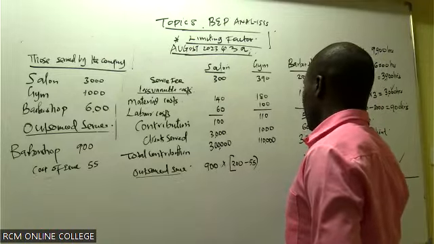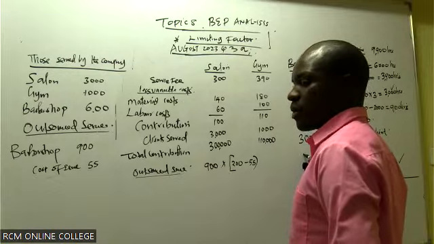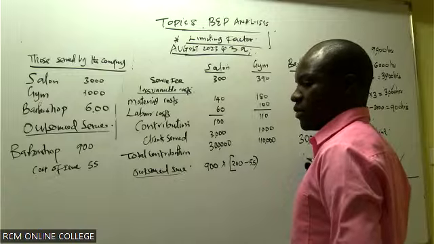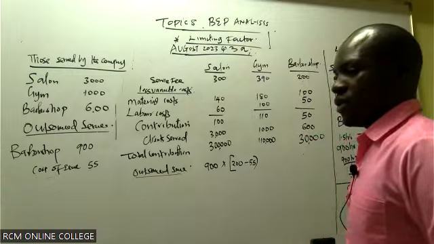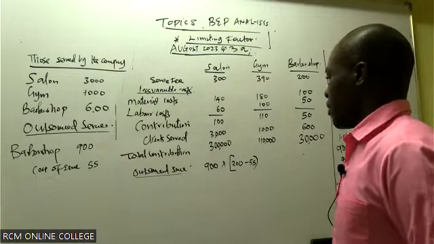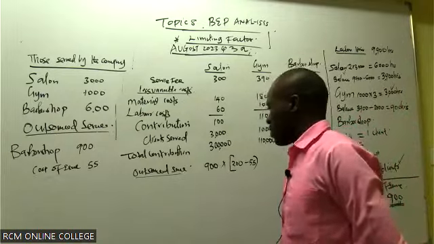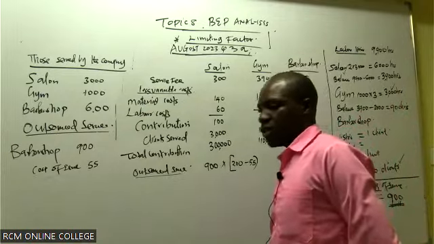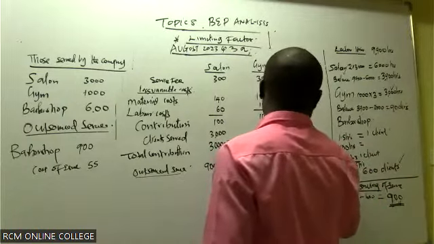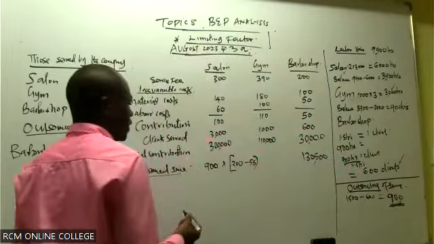Tell me, what contribution do you get? What contribution will you get here? What will the contribution be? 145 by 900. 145 by 900, how much will we have? 130,500. Is it 130,500? So now, remember you're supposed to prepare the income statement.